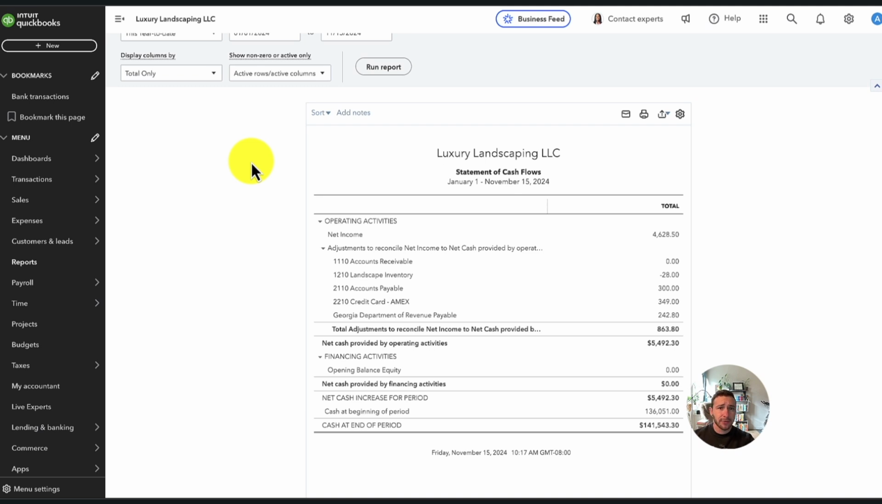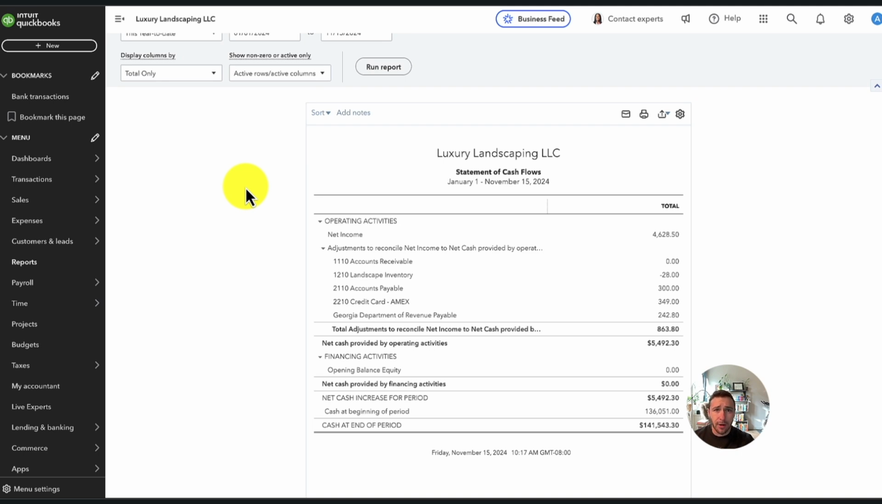Now, the statement of cash flows is probably the least important of the three statements, but it's particularly useful for understanding the flow of money in your business over a given period of time. It's helpful for understanding whether you have cash available to invest in growth in your business. You can also use it to understand whether you're generating enough cash to pay your employees and to pay yourself. And it's different from an income statement because it's looking at the actual cash that comes and goes.